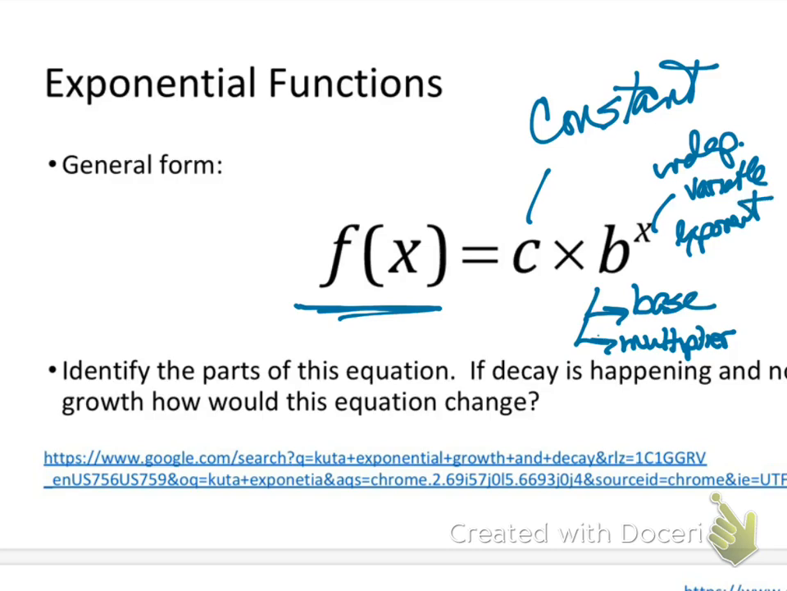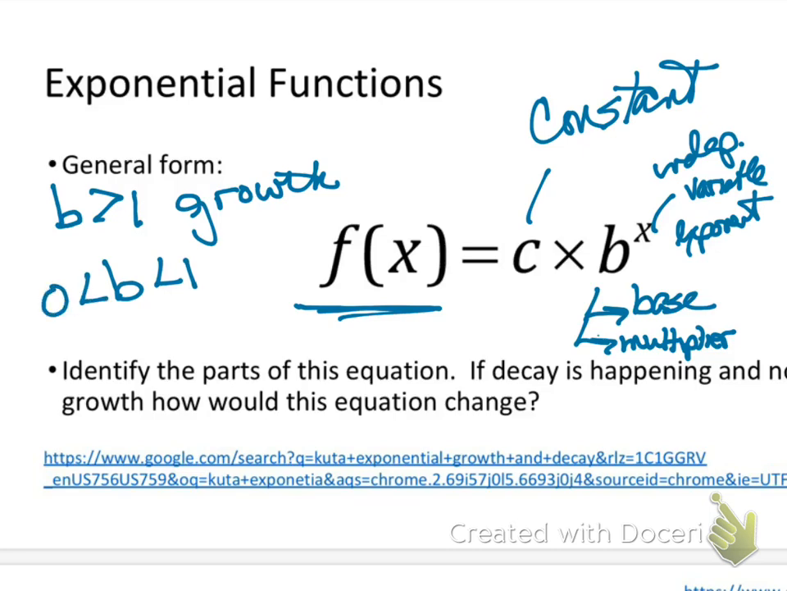Now, if decay is happening and not growth, how would this equation change? Excellent question. If b is greater than 1, you have a growth situation. If b is less than 1 but greater than 0, you have a decay situation. What if b is 1? Then you have a constant situation. So that's how this works.